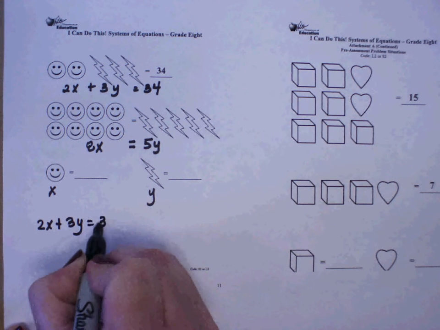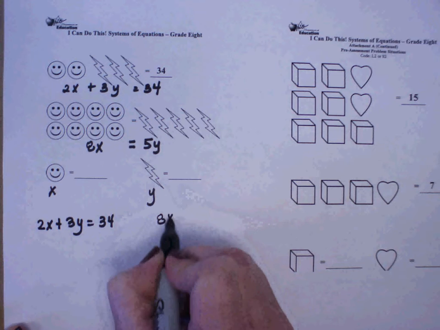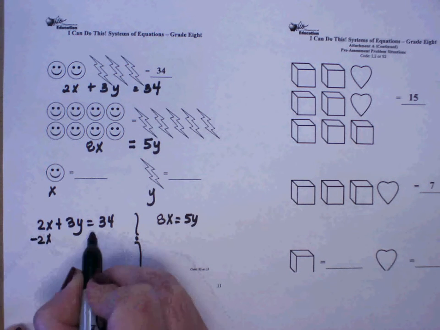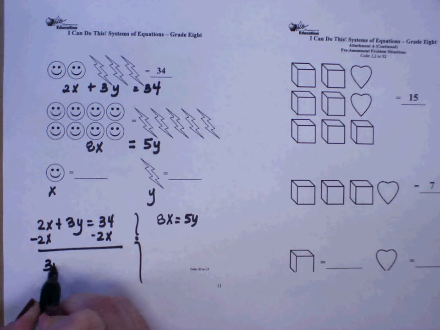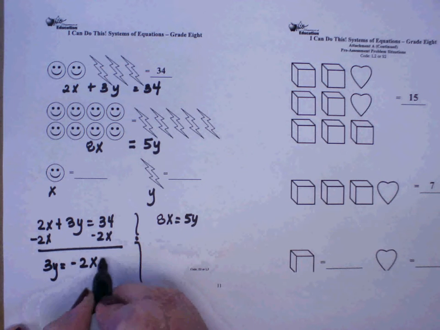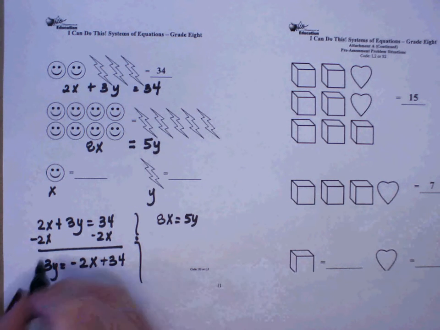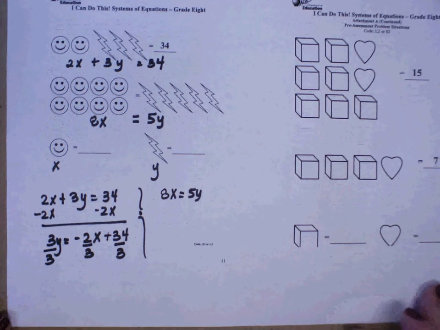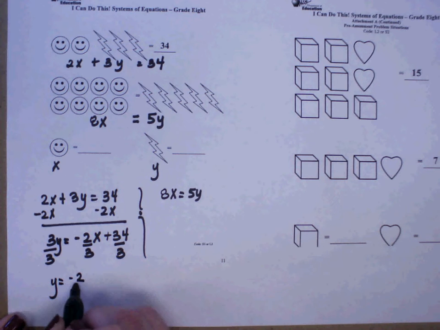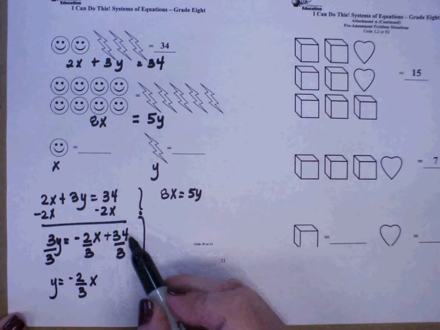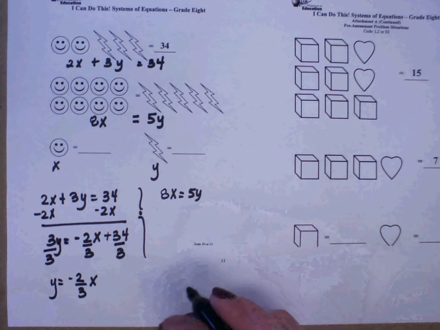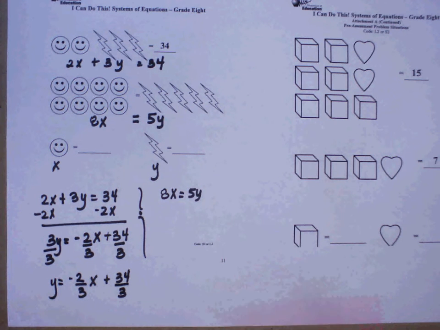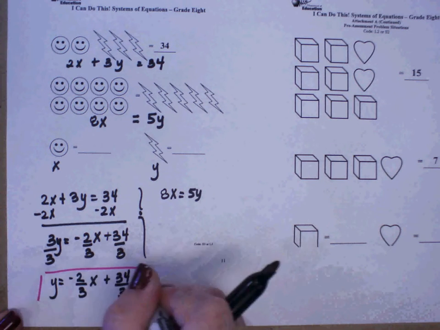Okay, so let's go ahead and solve for y, right? So minus 2x. So 3y equals negative 2x plus 34. And now I have to divide by 3. So y equals negative 2/3 x plus 34 divided by 3. Unless this turns into a whole number, leave it exactly like it is. Don't worry about it.